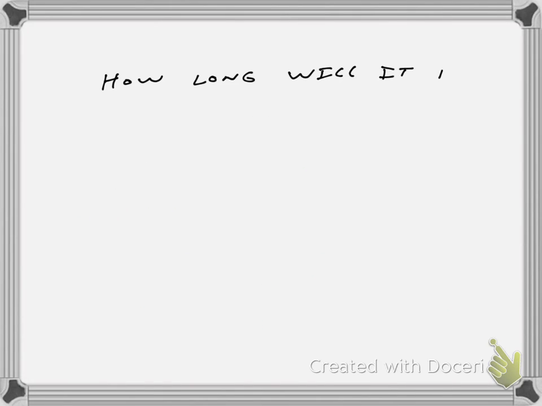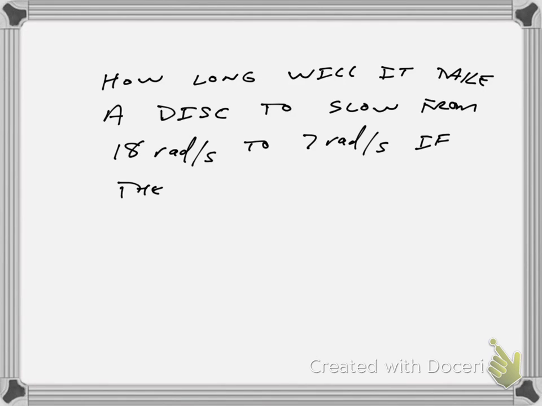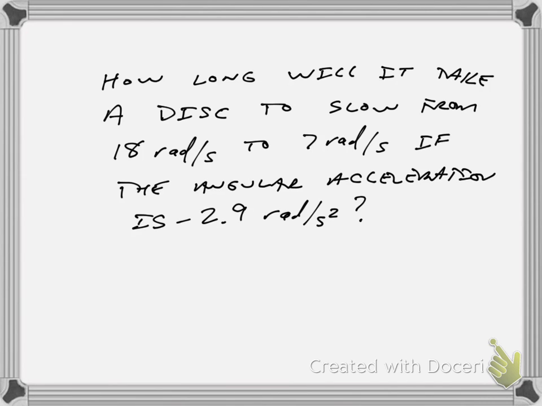All right, so let's look at another one. Let's say, how long will it take a disk to slow from 18 radians per second to 7 radians per second if the angular acceleration is negative 2.9 radians per second squared? Well, again, I'm going to take the same approach. I'm going to ask what given information we have, and if there's an equation that relates the known to the unknown. And of course, I've got 18 radians per second is the initial angular velocity, 7 radians per second is the final angular velocity. The angular acceleration is negative 2.9 radians per second squared, and I'm looking for a time, how long.